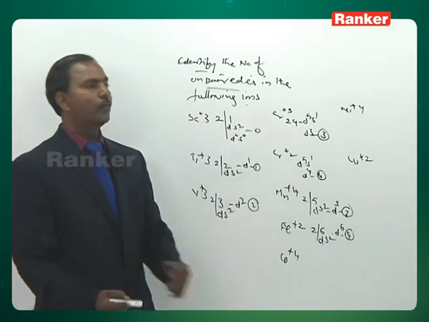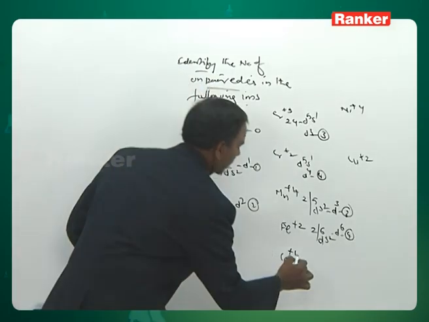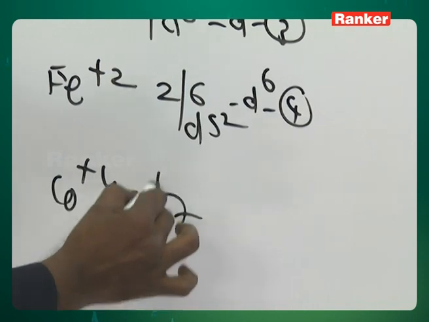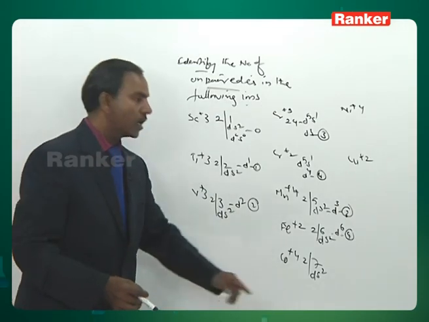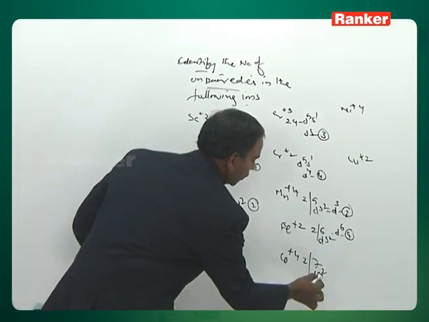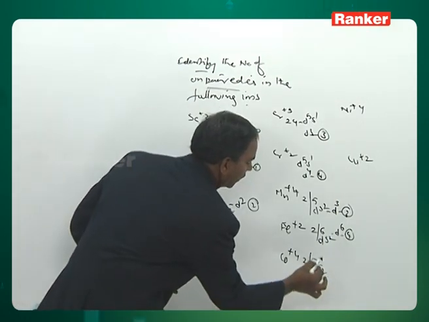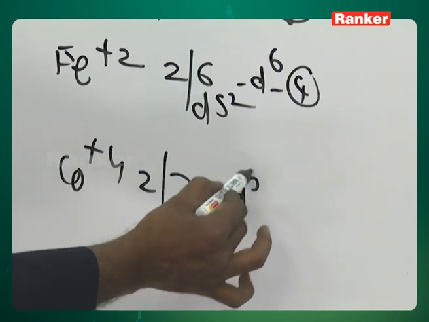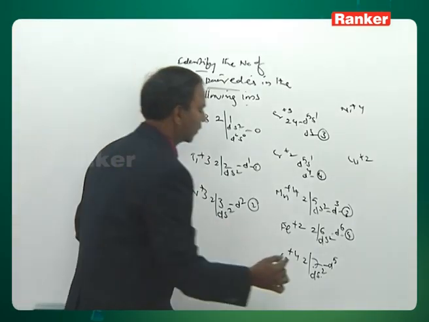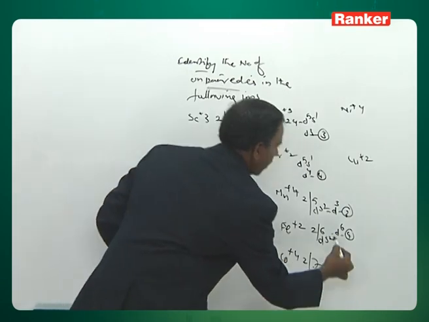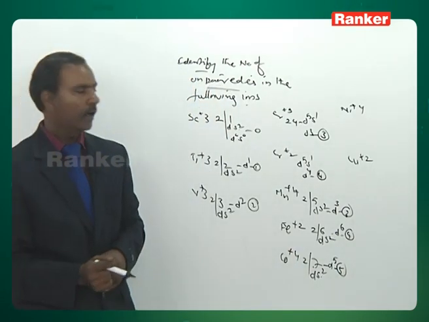Coming to cobalt plus 4. What is the atomic number of cobalt? 27. It will be D7S2. How many electrons lost? 4. What is remaining? 2 electrons from S, 2 electrons from D. Therefore D5 is remaining. D5 means 5 unpaired electrons.